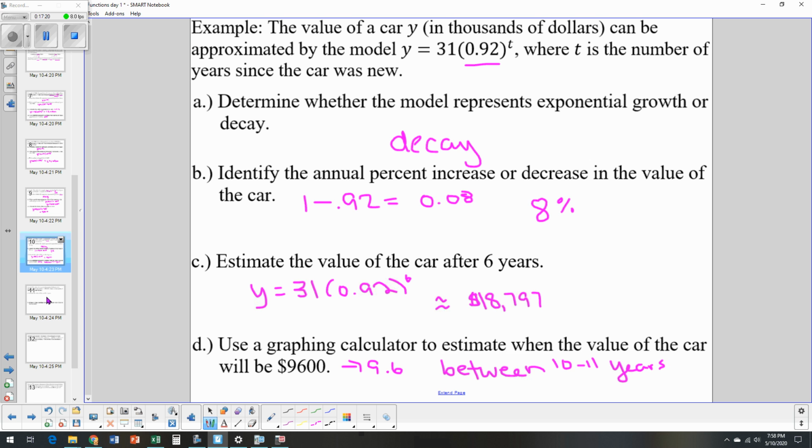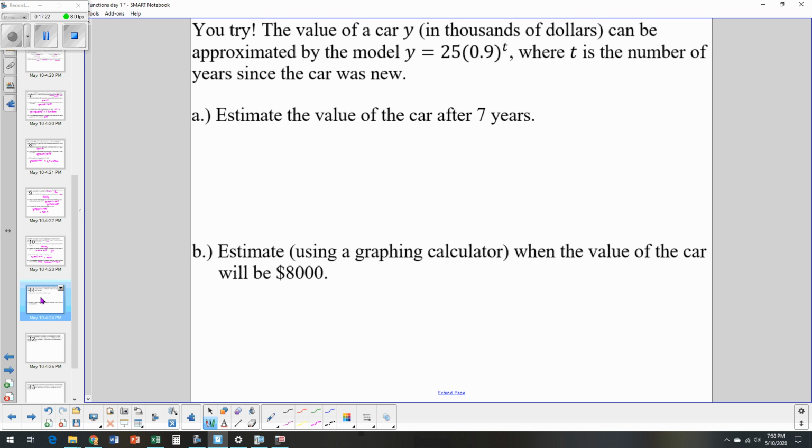All right. So you guys are going to try this one. You only have to estimate the value of the car, and you're going to try it with the graphing calculator when the value of the car is 8,000. So pause, and when you're ready, come back.